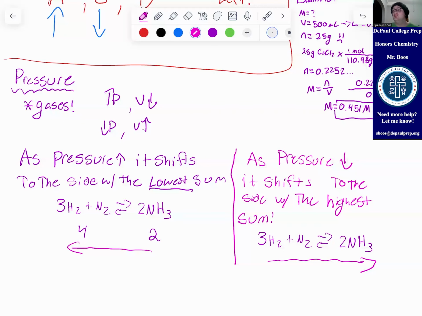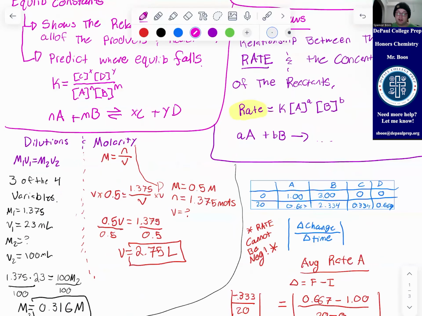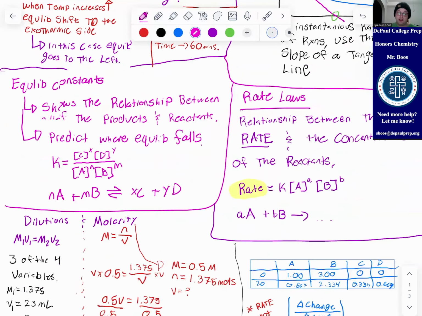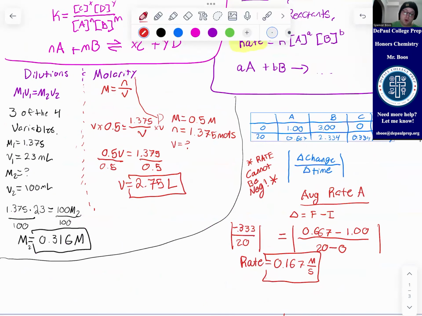For molarity and dilutions, when will we need to find millimoles? A good question. You won't need to find millimoles on this exam, but a good way to know what you need to find, right? Dilutions give you 3 of the 4 variables, whereas with molarity, it gives you 2 of the 3 variables, right? So that is a very, very good indicator of which equation you need to use.